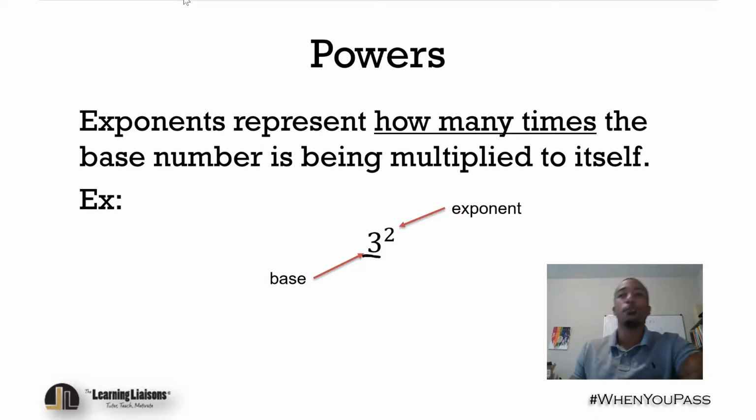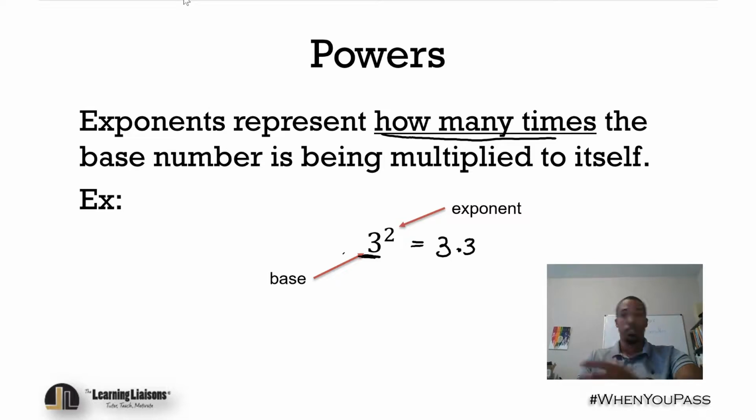All right? So what this means, again, is how many times the base is being multiplied onto itself. 2 means 3 multiplied by itself twice. And so 3 times 3, what is that? Well, that is 9. So hopefully that makes a little bit of sense, because we're going to move on into some examples.